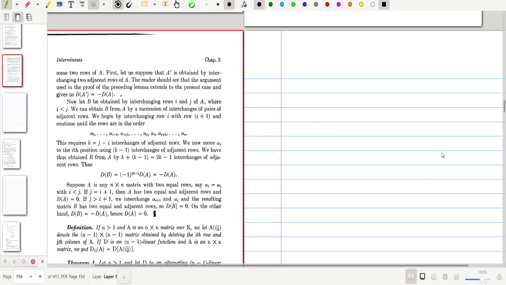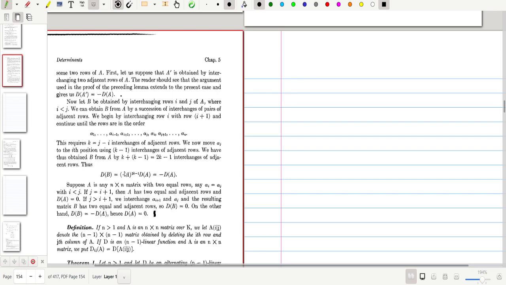Hi all. Today we discuss theorem 1 of chapter 5 section 2. Last day we have seen how to prove a linear function is an alternating function. That is, we have shown that there is a sufficient condition for getting the n-linear function D as an alternating function. So it is enough to show that the D value of the n-linear function D of matrix A equals 0 if A contains two equal adjacent rows. So it is enough to prove that condition to get D as an alternating function.